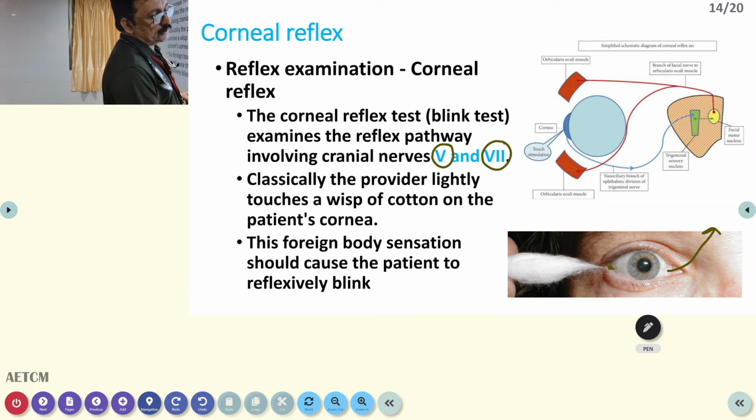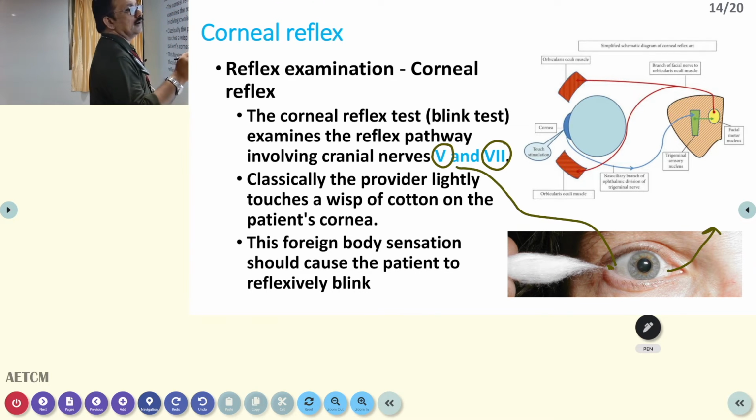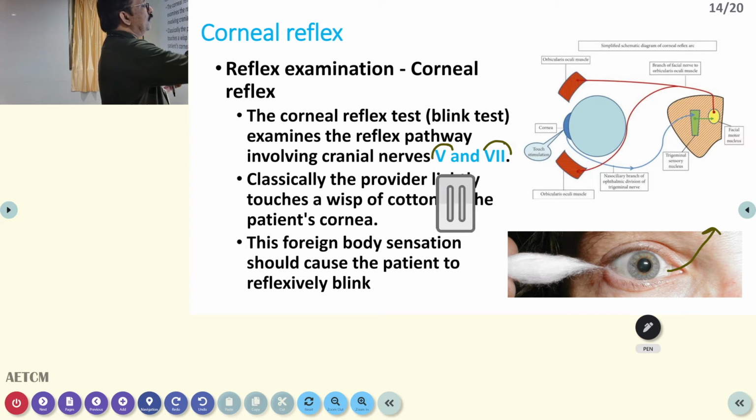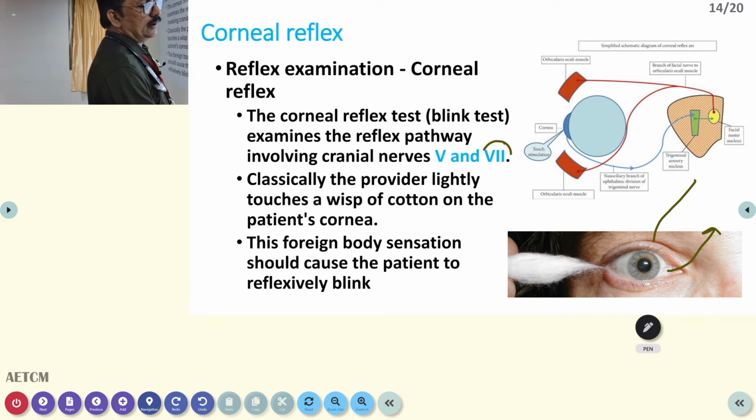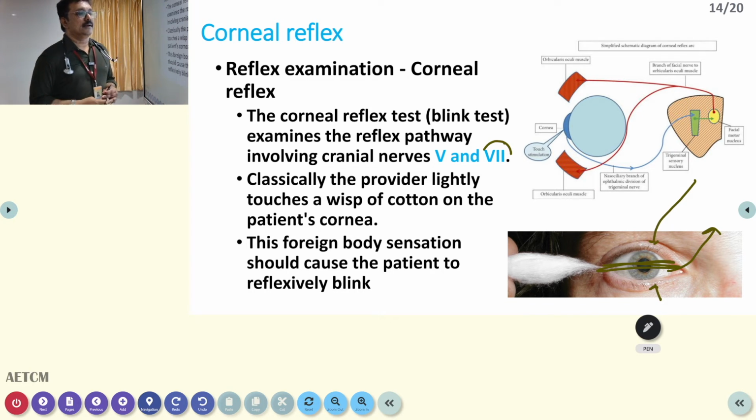And when you touch the eyelid, sorry, the eyes, the sensation will be taken from the eyes to the center in the brain through the fifth cranial nerve, and the motor response will be coming to the eyelids so that the eyelids will try to close. That is a protective phenomenon. That response tries to protect the eyes from external injury.